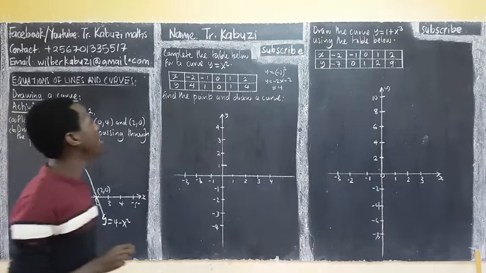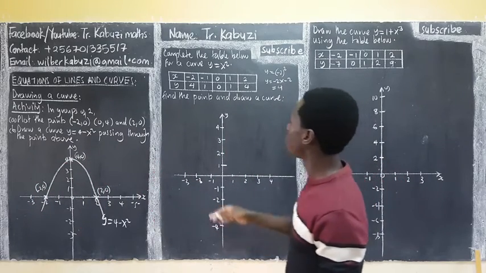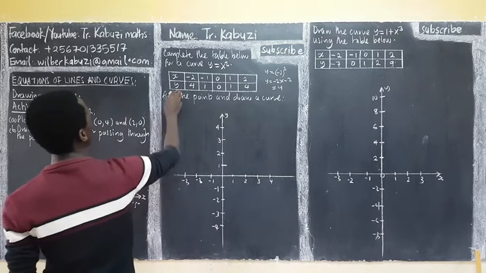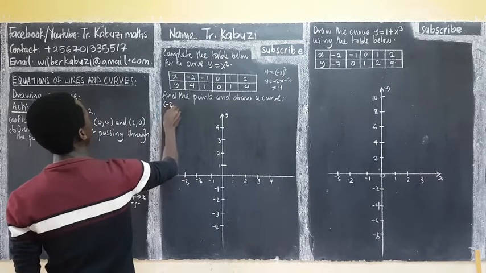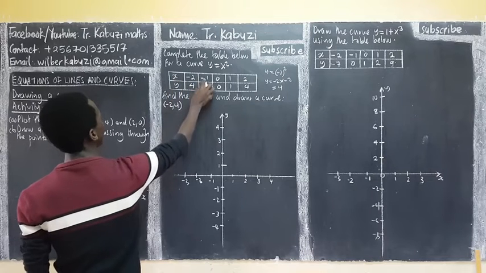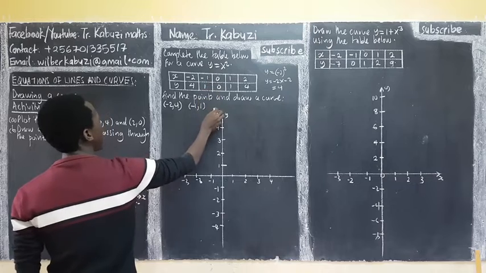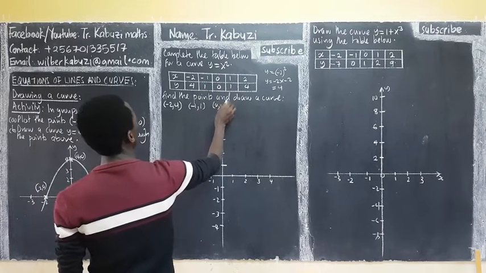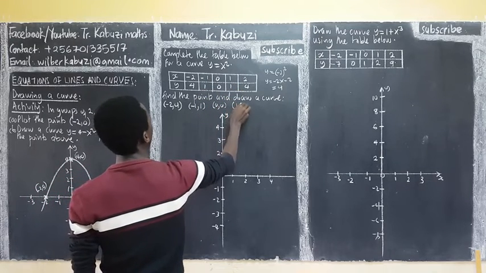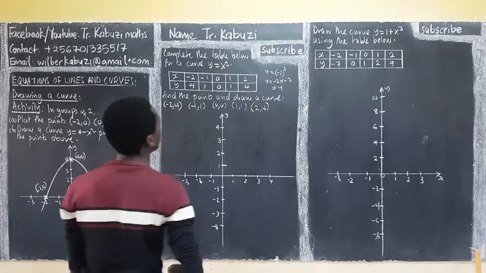So when I come to this, I still first get the points. Find the points and do the curve. The points are -2, 4; you read the x, y. Then -1, 1, the x, the y. Then 0, 0. Then 1, 1. Then 2, 4. So those are the points.